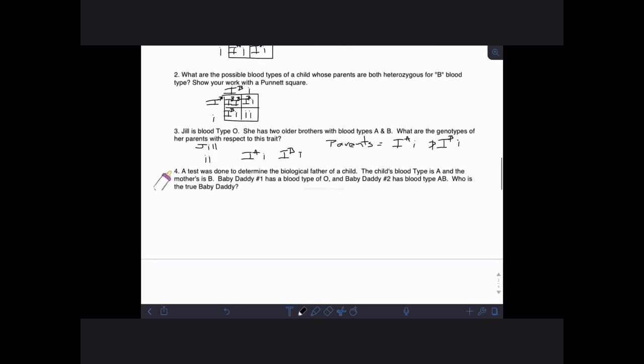So they both have to be heterozygous, for blood type A and blood type O. Those are the only possibilities because their children all have different varieties. See, one has blood type O, one has blood type A, and one has blood type B.